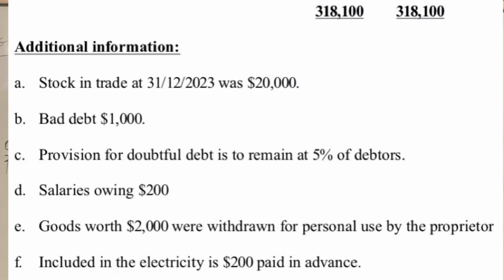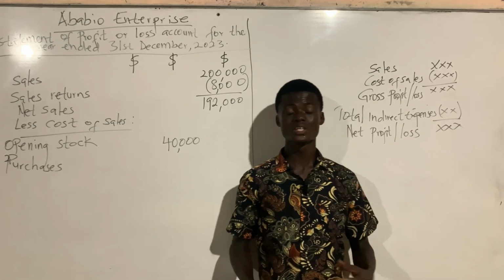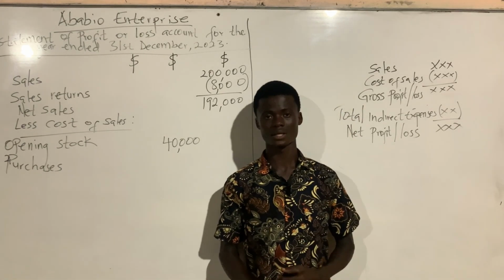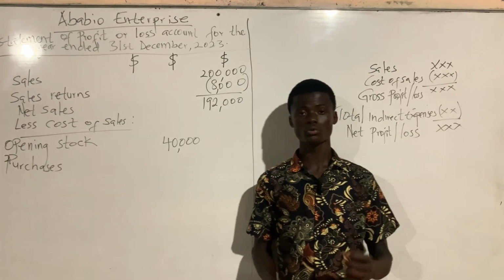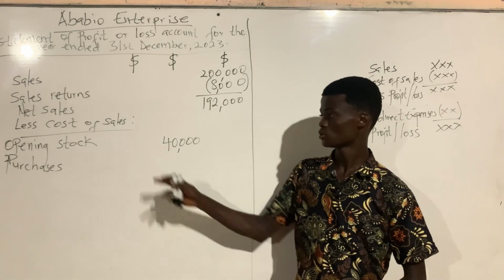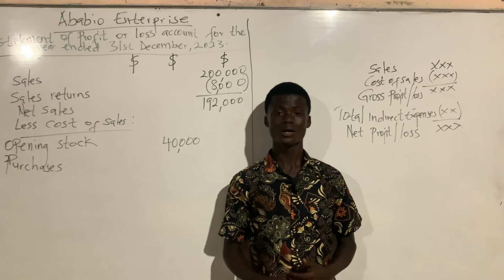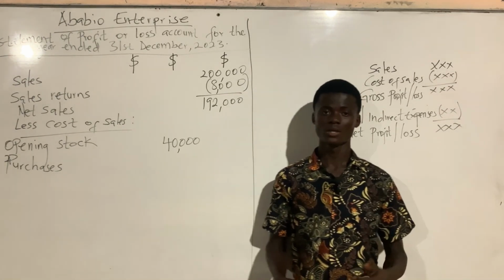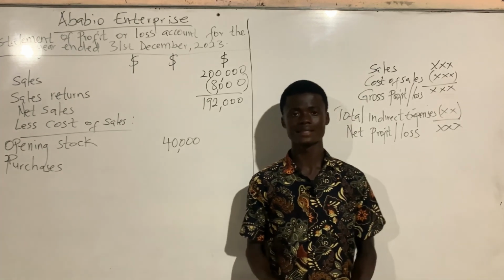So aside from the returns outwards, when we get to the additional information, additional information E says that goods worth $2,000 were withdrawn for personal use by the proprietor. So this additional information simply means that there is stock drawings of $2,000. And as we said, the stock drawings is also an adjustment to the purchases figure. So now that we've realized that there is stock drawings and purchases returns, then we can write our purchases figure and adjust it.